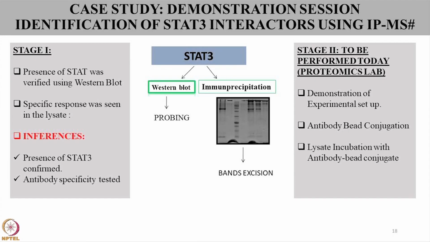Stage 1 is that we have verified that STAT3 is present in the tissue lysate that we are probing with. The presence of STAT3 was verified using the Western blot. Since the protein is present, we can make 2 inferences. Number 1, we have STAT3 in the sample because it is coming up in the Western blot. And number 2, the antibody is very specific because it has not given multiple bands. Then we moved on to the IP experiment, wherein we immobilized STAT3, enriched and trapped STAT3 on the antibody, and then we did the whole IP experiment, excised the band, and subjected it to mass spectrometry.